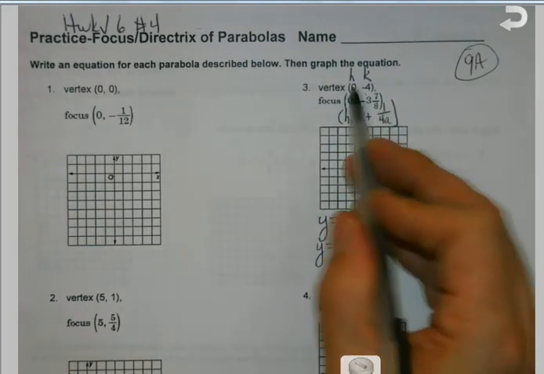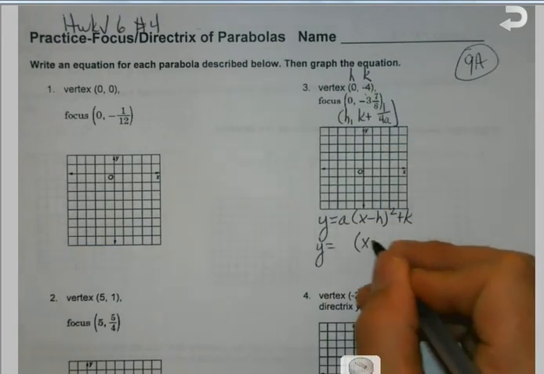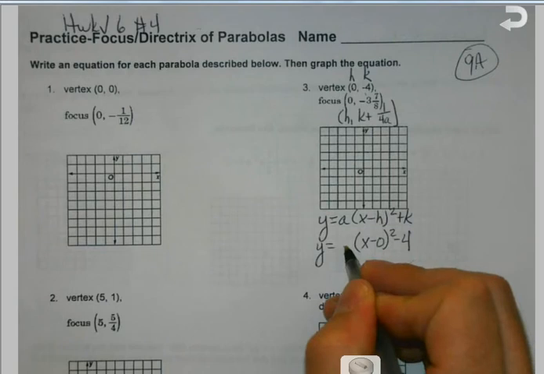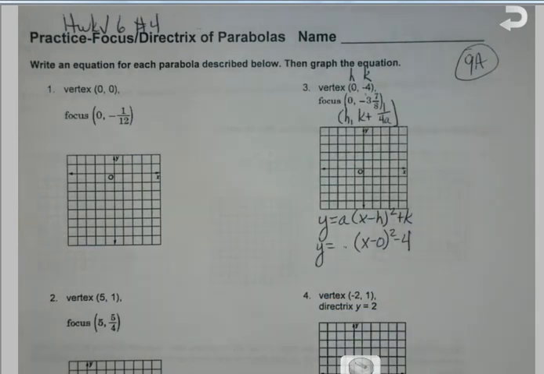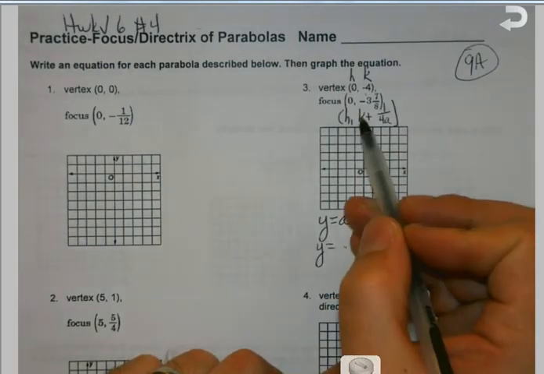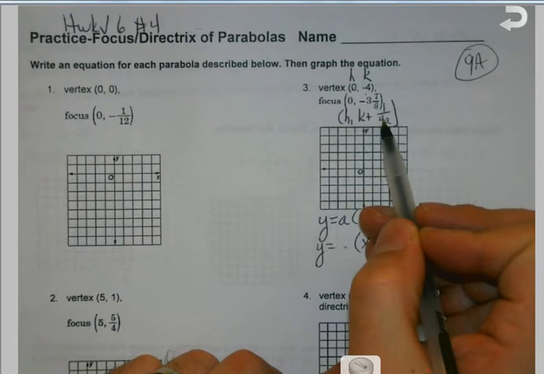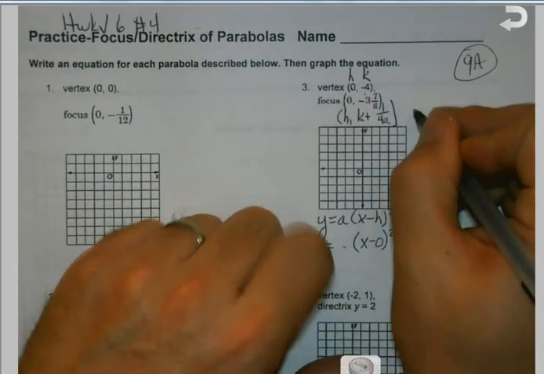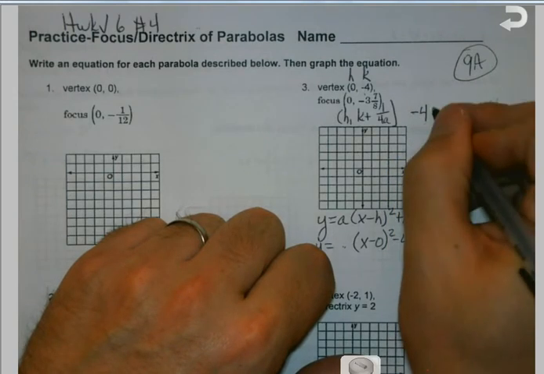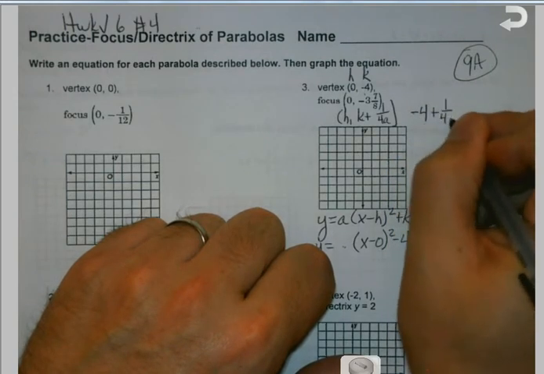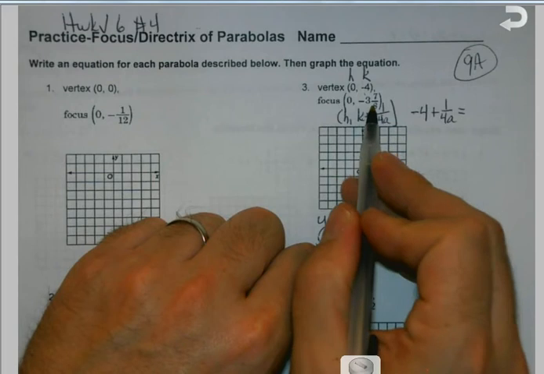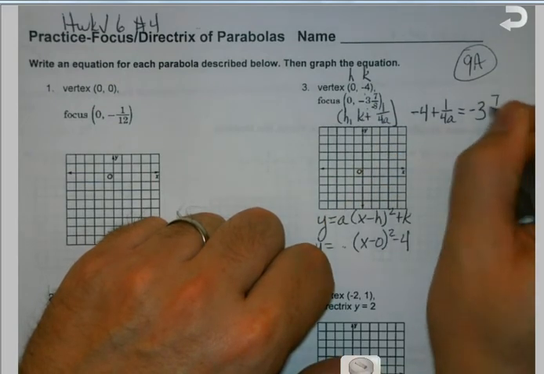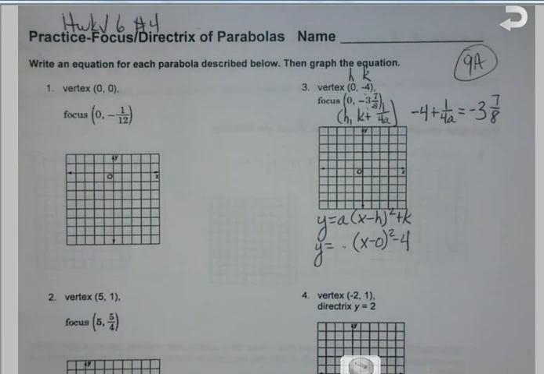I already know what h and k are, so I can go ahead and plug those parts in. The question's going to be, what's this a value? So I come back and I say, okay, well, the focus is k plus 1 over 4a. If that's the case, my k is negative 4. So negative 4 plus 1 over 4a is going to equal this second value, the y value of my focus, negative 3 7/8. Ew. That doesn't look like a lot of fun.